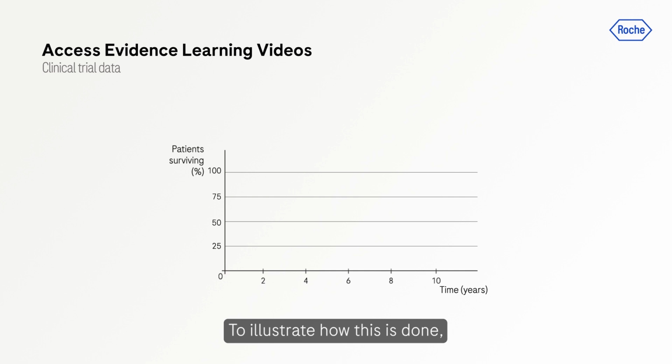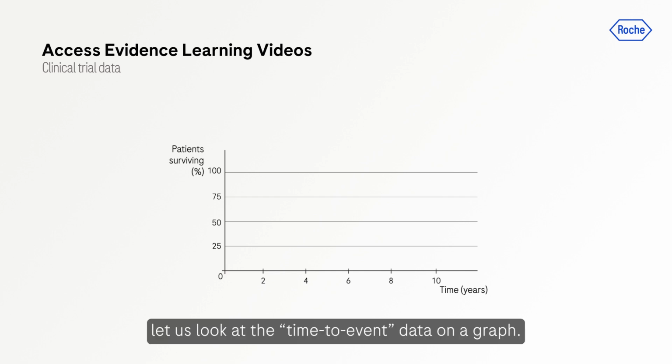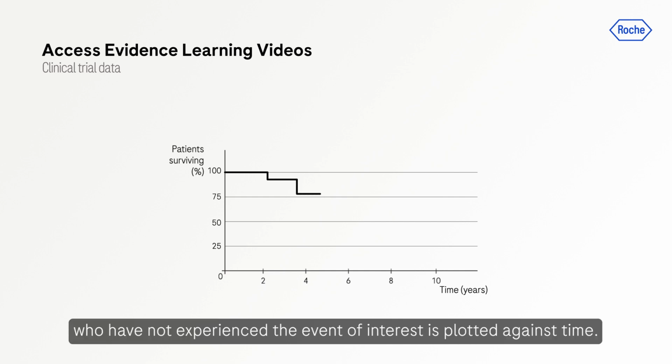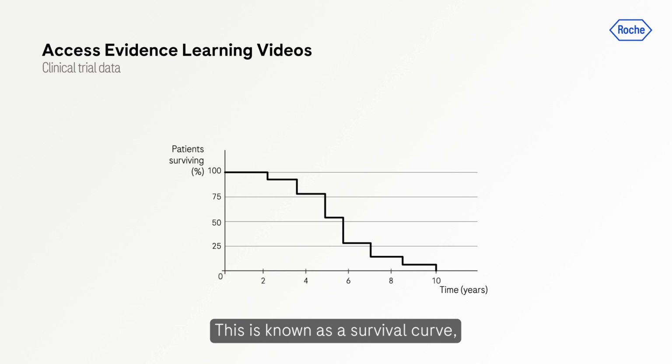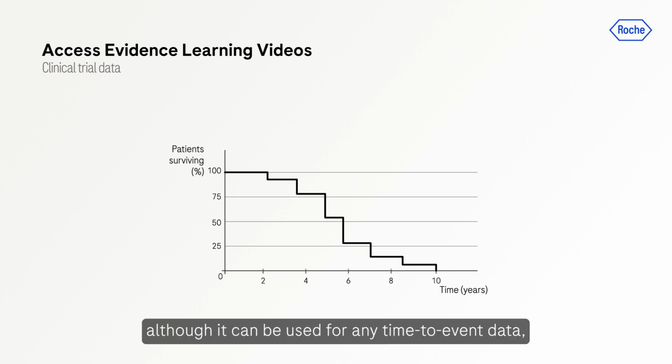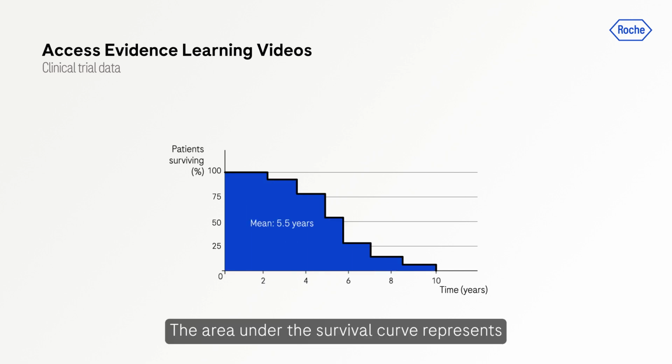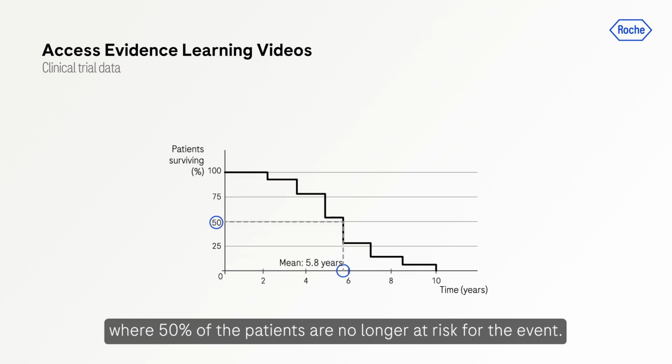To illustrate how this is done, let's look at the time to event data on a graph. Here, the percentage of patients who have not experienced the event of interest is plotted against time. This is known as a survival curve, although it can be used for any time to event data, not just time to death. The area under the survival curve represents the mean time to the event, and the median is where 50% of the patients are no longer at risk for the event.